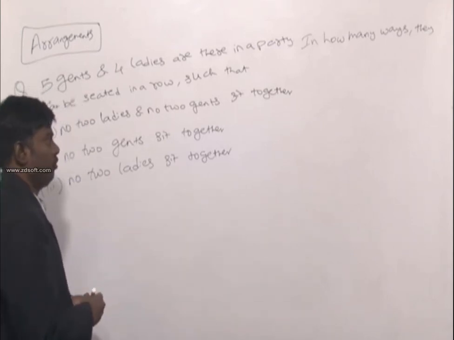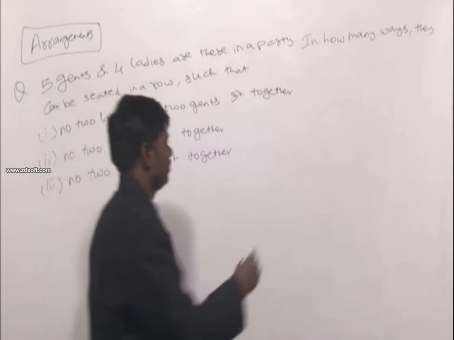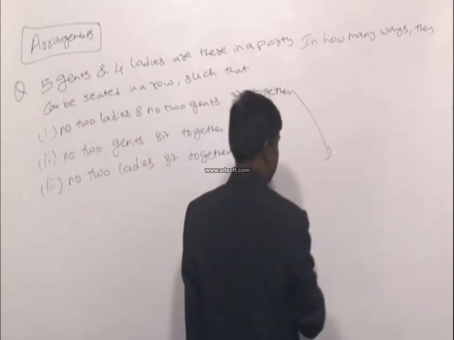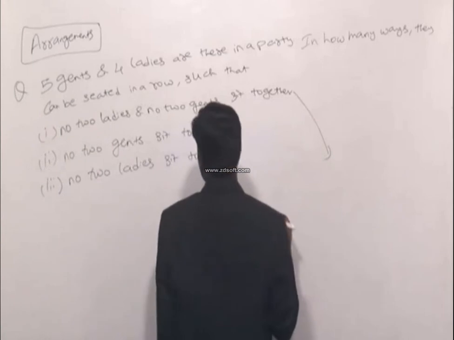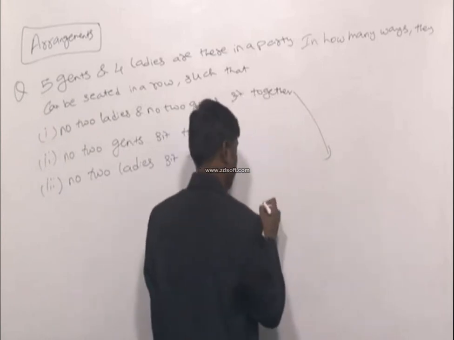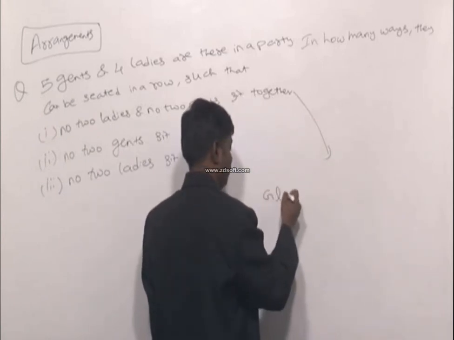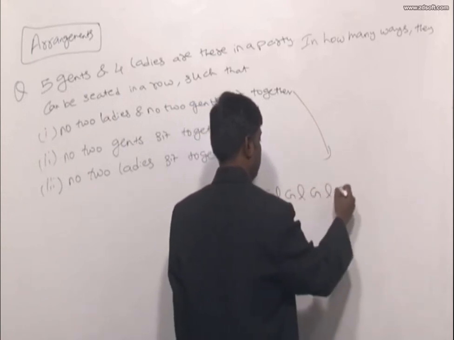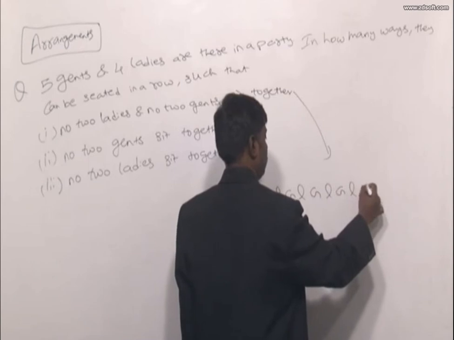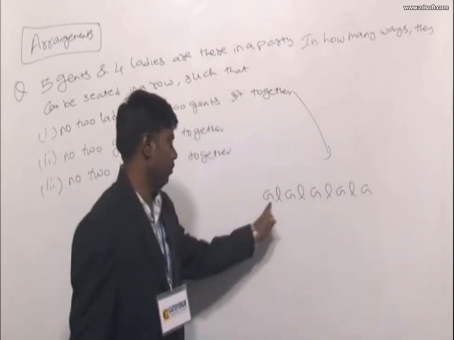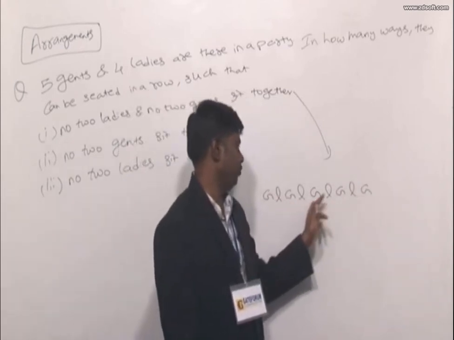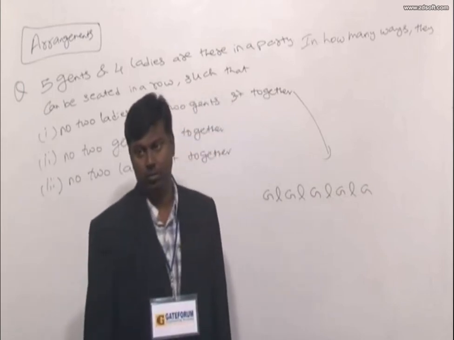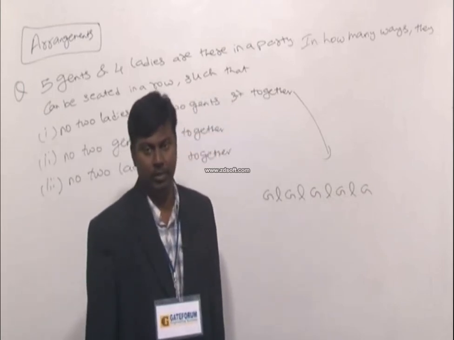No two gents and no two ladies sit together. If you take this case, let us look at the combination. No two gents should sit together, no two ladies should sit together. One, two, three, four, five. 1, 2, 3, 4. This is how you can get the combination, right?